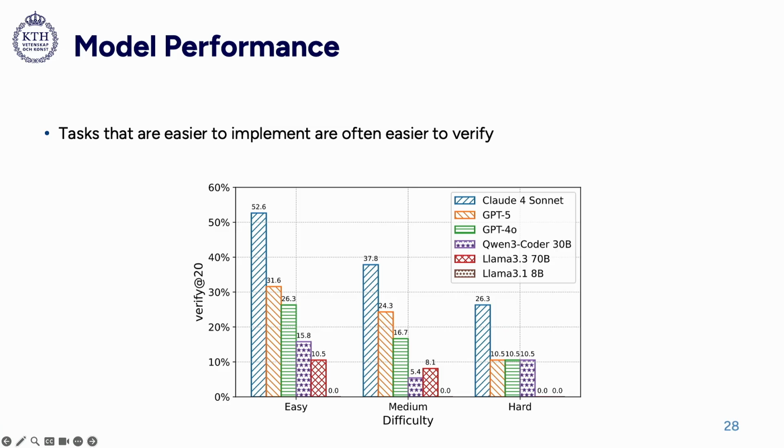And the final takeaway is that tasks that are easier to implement tend to be easier to verify as well. The x-axis here is the difficulty level. And we can see that when the difficulty level increases, the verified@20 also drops dramatically. This is likely due to the complexity of the control flow, deeper invariants needed, and much more complicated postconditions to be verified.